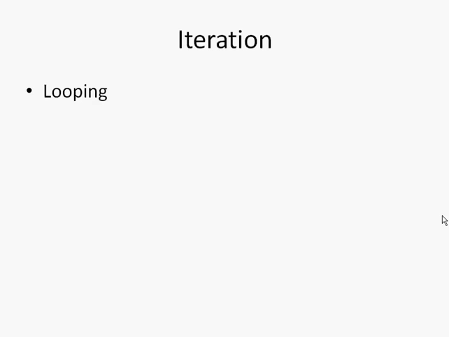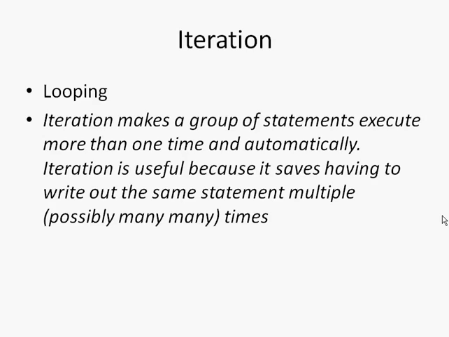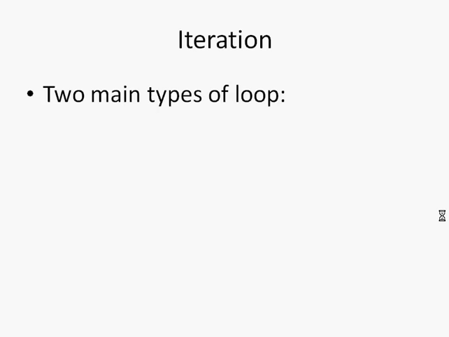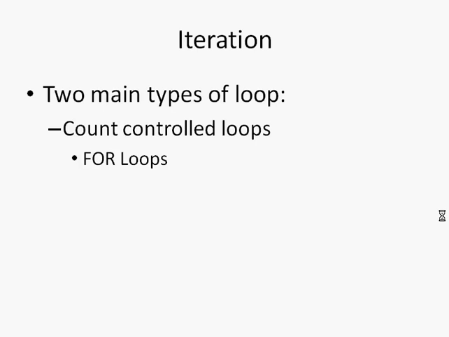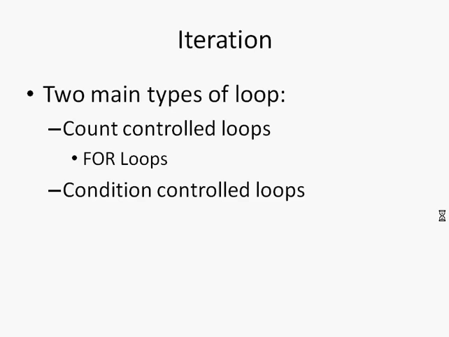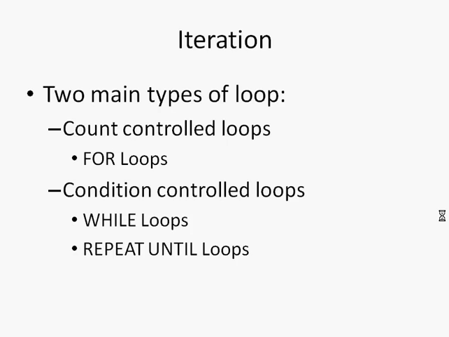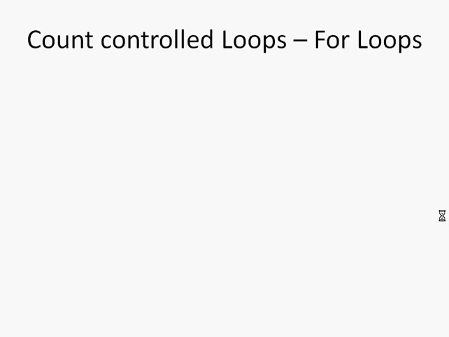A good definition of iteration might be: iteration makes a group of statements execute more than one time and automatically. It's useful because it saves having to write out the same statement multiple and possibly many times. There are two main types of loop. There are count controlled loops, such as for loops, and then there are condition controlled loops, such as while loops and repeat until loops. The first type of loop we're going to look at is the count controlled one, the for loop.